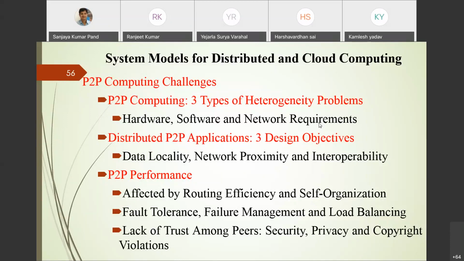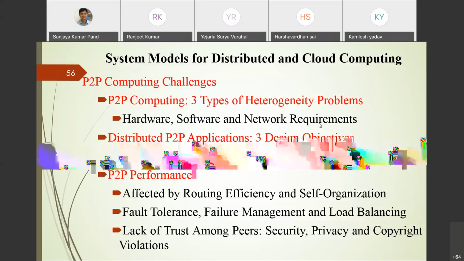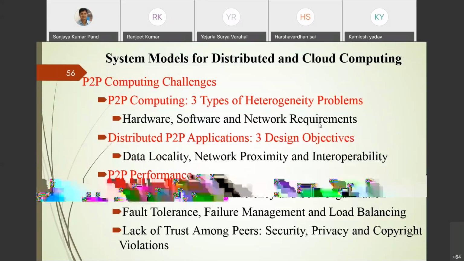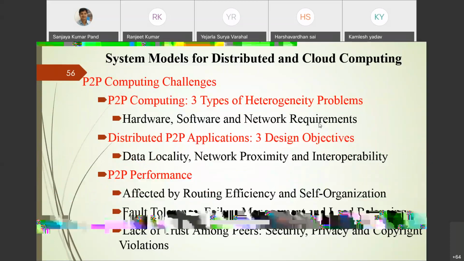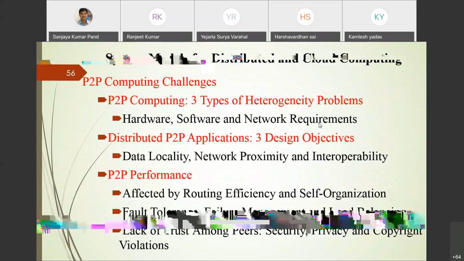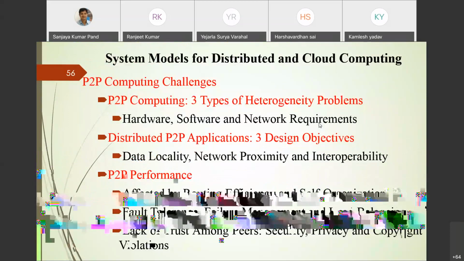Failure, load balance: problems in the parallel distributed system. Fault tolerance says that if any fault is there, hardware failure or software failure, it should not affect the performance of the system. Then you can say that my system is fault tolerant. Load balancing means the load is distributed to each resource, and the resources should be more or less balanced.